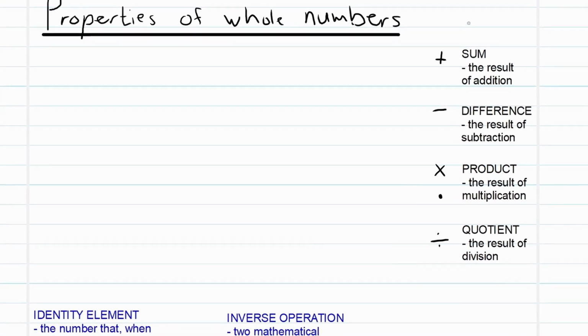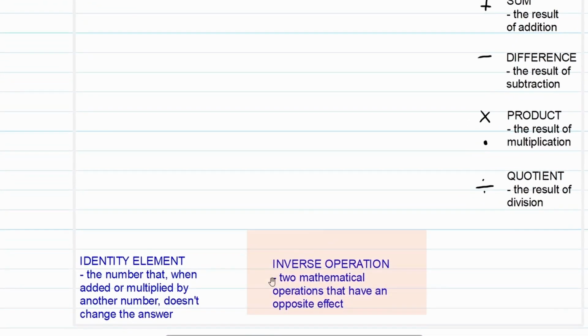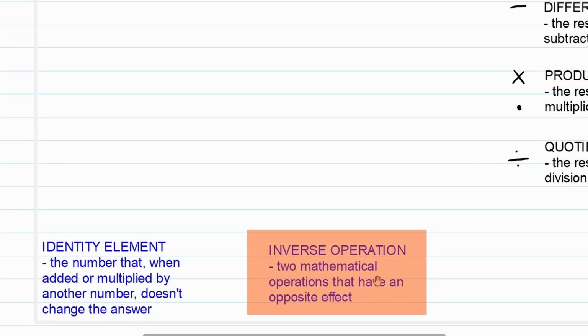Okay, so I would like to use these basic operations in mathematics to just explain inverse operations. So an inverse operation is two mathematical operations that have an opposite effect. So in other words, they basically cancel each other out.